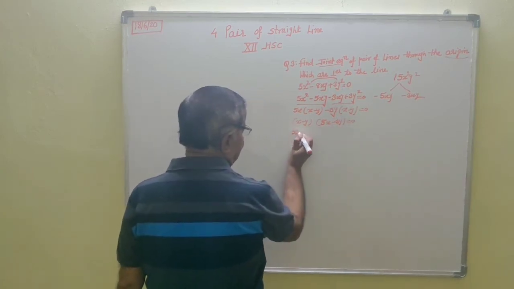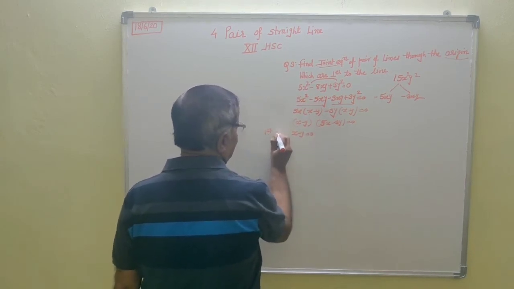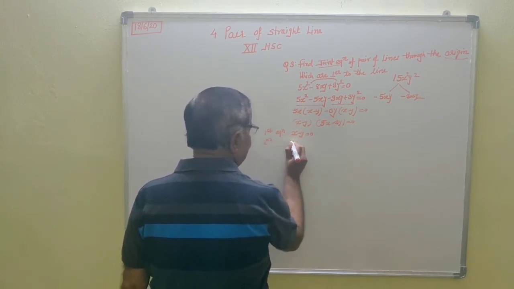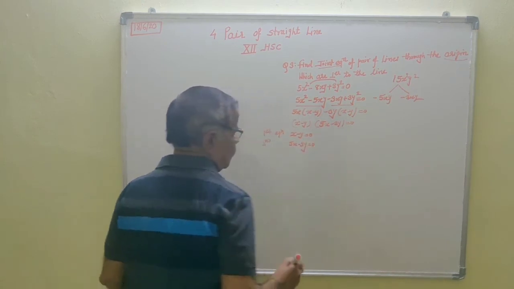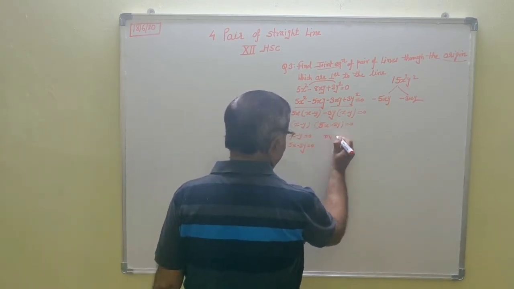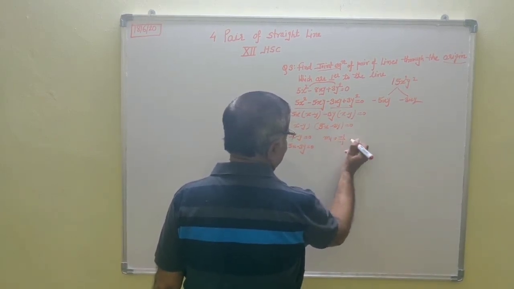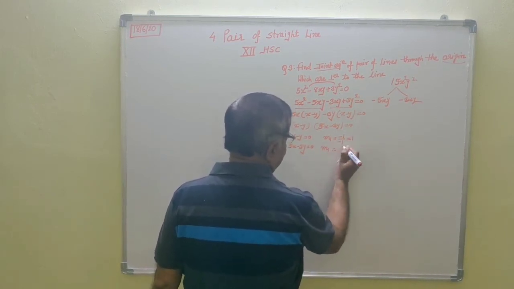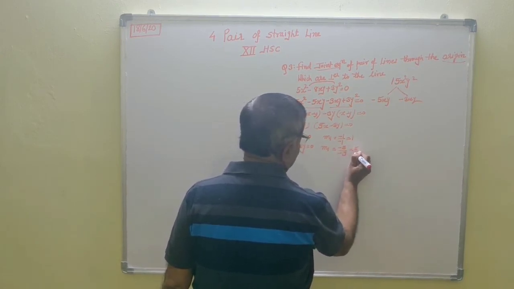Now I can equate each bracket with 0. This is the first equation of the line, x minus y equals 0, and the second equation is 5x minus 3y is equal to 0. What is the slope of this line? It is given by m1 is equal to minus a upon b, so minus 1 upon minus 1, which is 1. What is the slope of the other line? It is minus 5 upon minus 3, that is equal to 5 by 3.